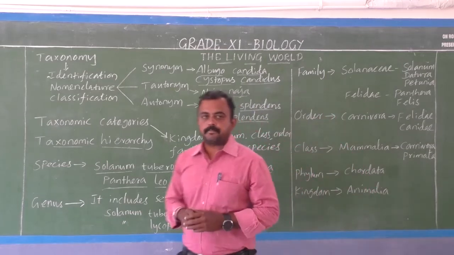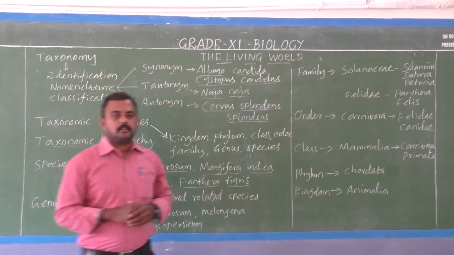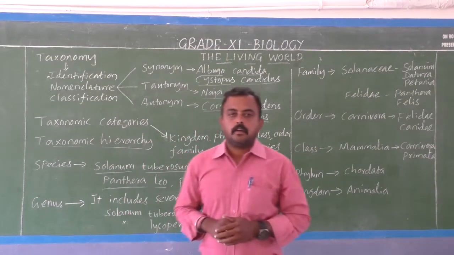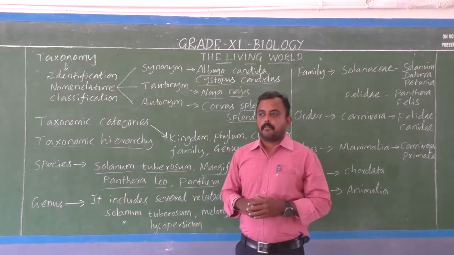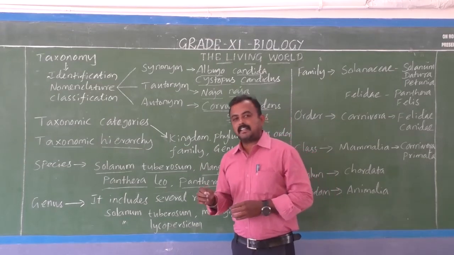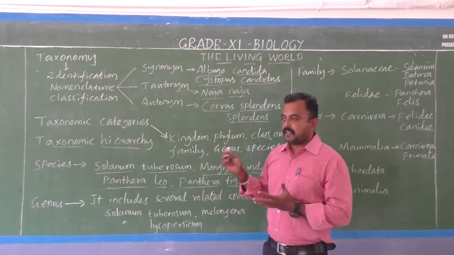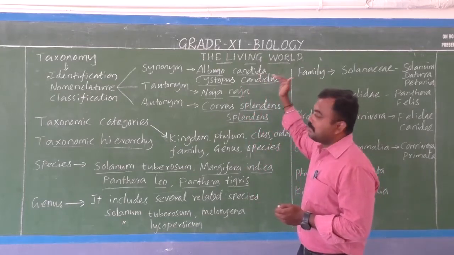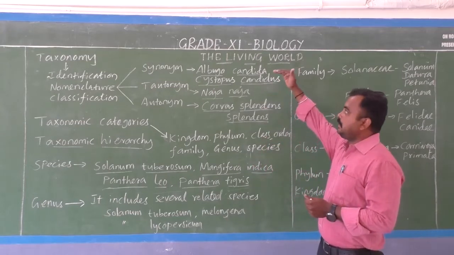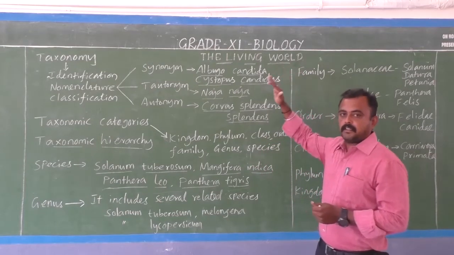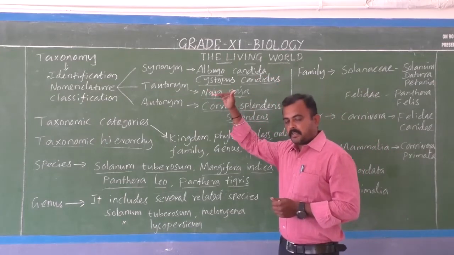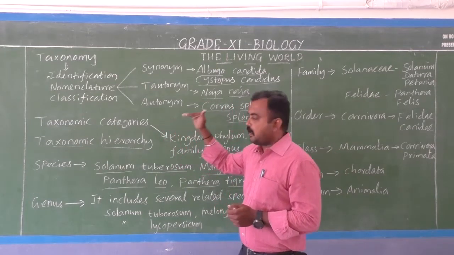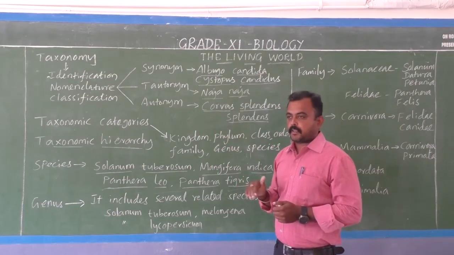In the previous class, I explained about biodiversity, nomenclature, binomial nomenclature, and classification. Before that, the chapter is the living world. So, in the living world, we have seen biodiversity, then nomenclature, binomial nomenclature, and next one, classification.